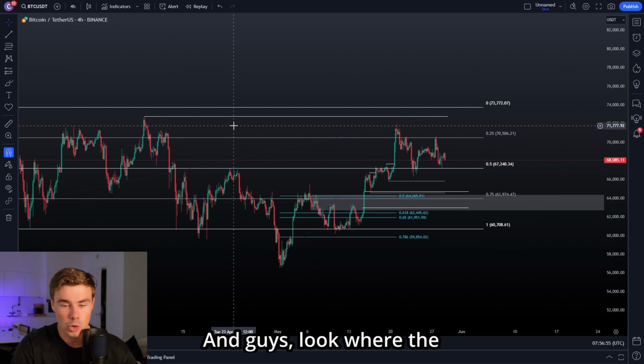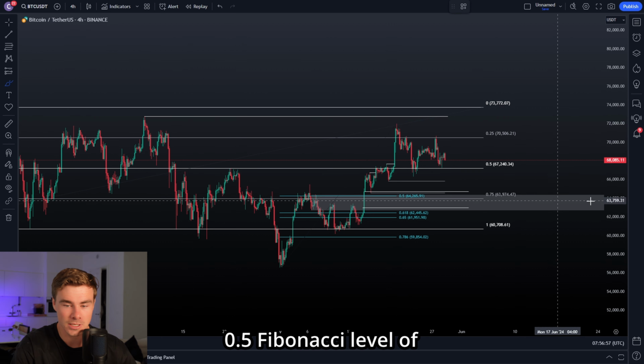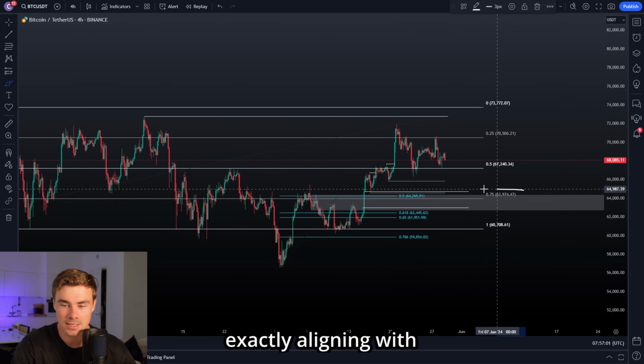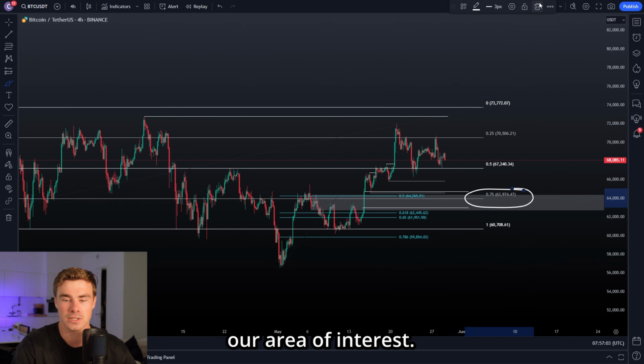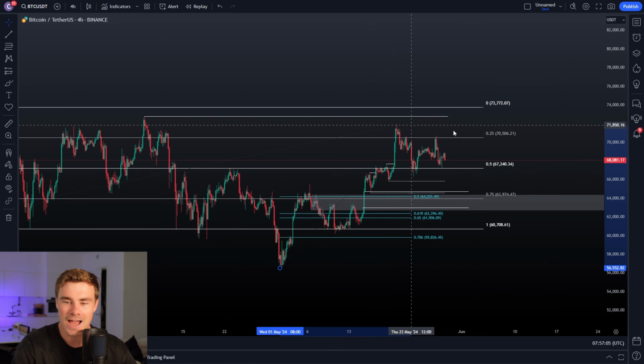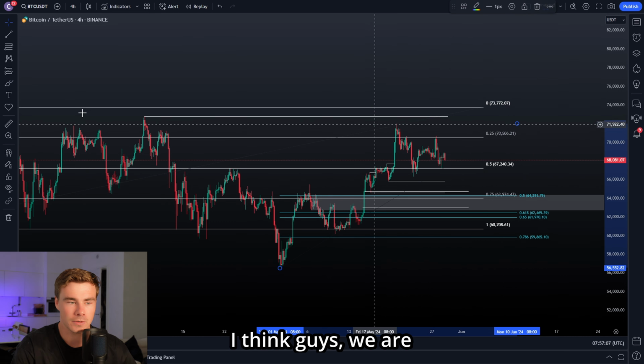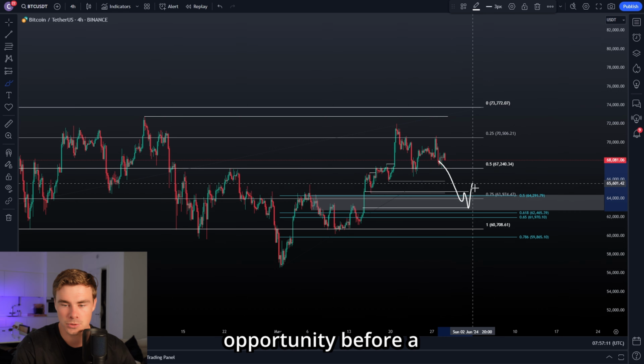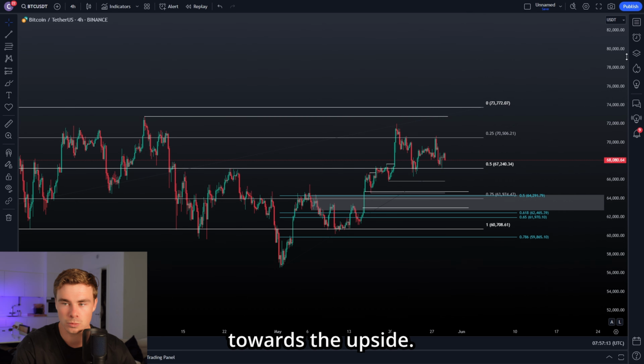And guys, look where the 0.5 Fibonacci level of retracement is exactly aligning. It is exactly aligning with our area of interest. Is that a coincidence? I don't think so. I think, guys, if we are going to get this kind of dip, this is a big buy opportunity before a potential reversal towards the upside.